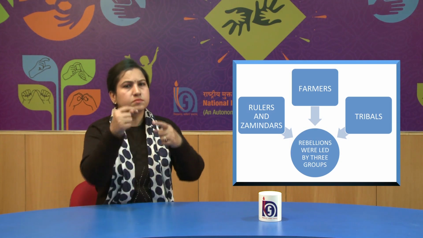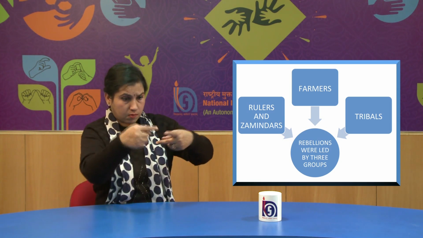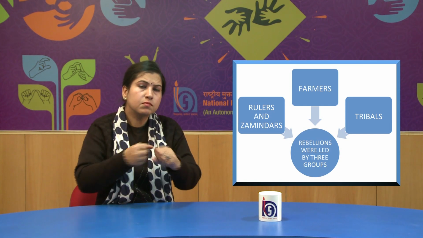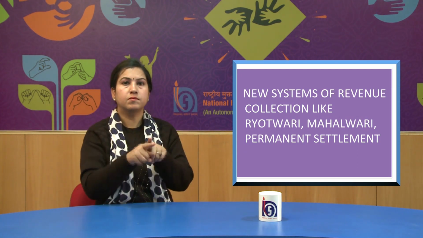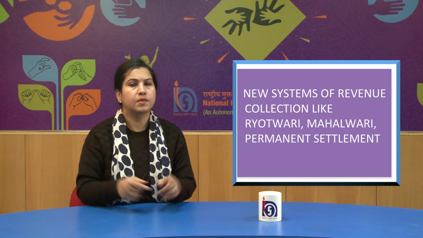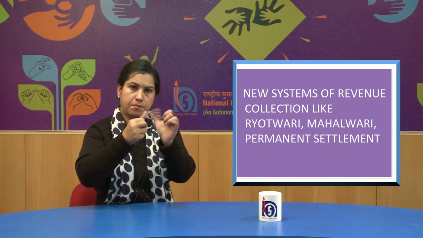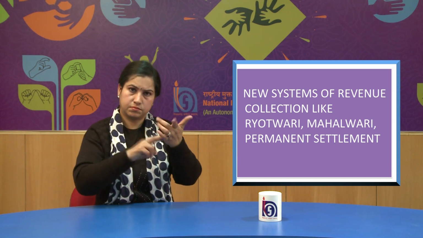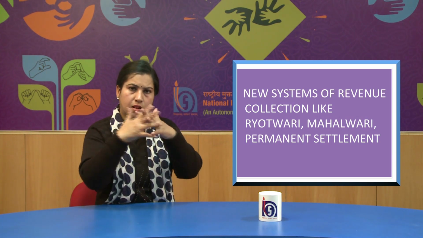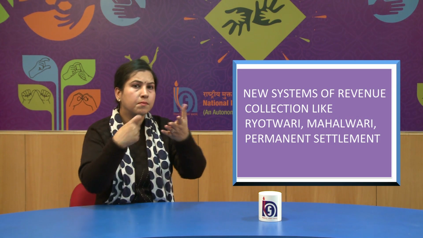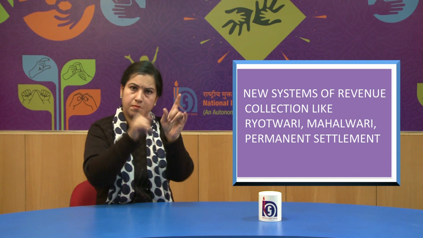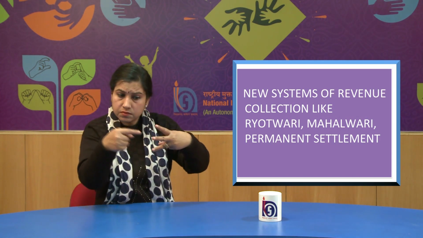Let us one by one try to understand the reasons that forced each group to oppose the British rule in the country. The British had introduced new systems of land revenue collection in different parts of the country. For example, permanent settlement and Mahalwari settlement, or its other name is Mahalwari system, and Ryotwari system. We have already discussed about these revenue systems in our previous video.